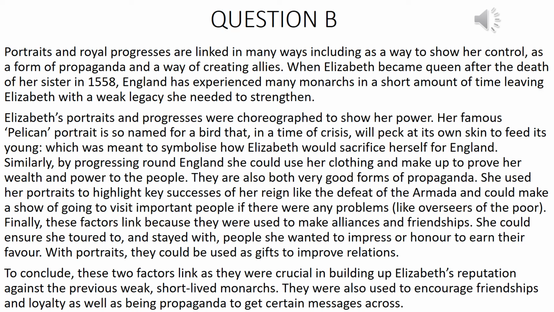Portraits and royal progresses are linked in many ways, including as a way to show her control, as a form of propaganda and a way of creating allies. When Elizabeth became queen after the death of her sister in 1558, England had experienced many monarchs in a short amount of time, leaving Elizabeth with a weak legacy she needed to strengthen. Elizabeth's portraits and progresses were choreographed to show her power. Her famous pelican portrait is so named for a bird that, in a time of crisis, will peck at its own skin to feed its young, which was meant to symbolize how Elizabeth would sacrifice herself for England.